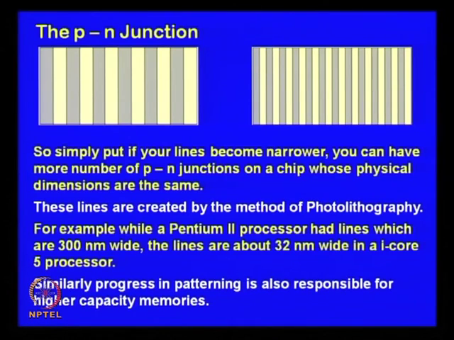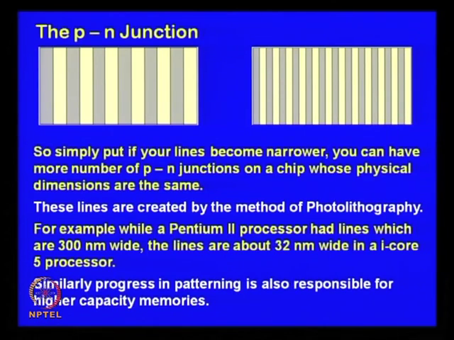whose physical dimensions are the same. Now, here you see we have two chips. One has wider domains, the other has narrower domains. Therefore, on the same physical size of the chip, you can have more number of p-n junctions. Now, in order to achieve this, what is necessary is that the stripes or the line width of each of the p and n type domains has to become narrower.